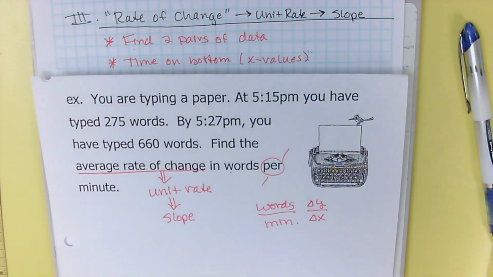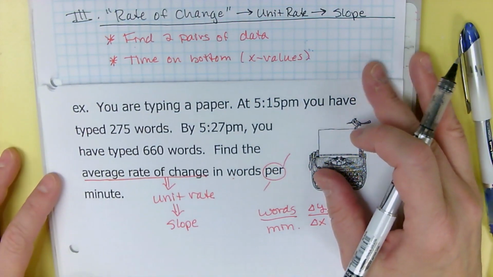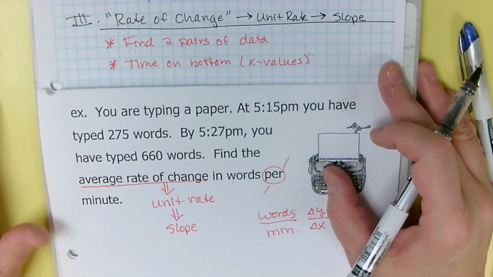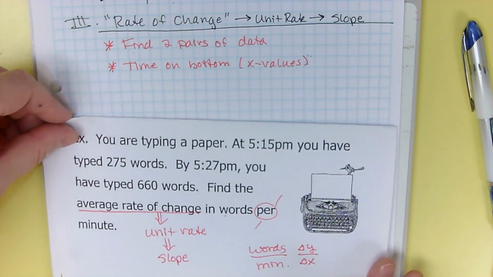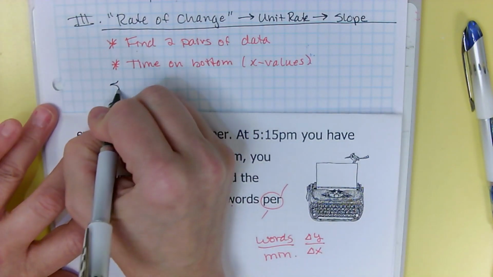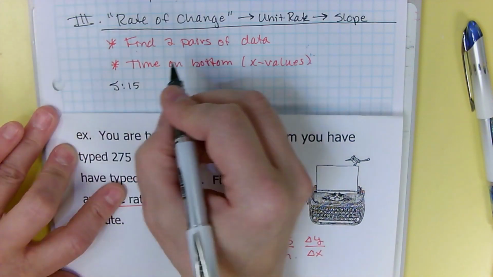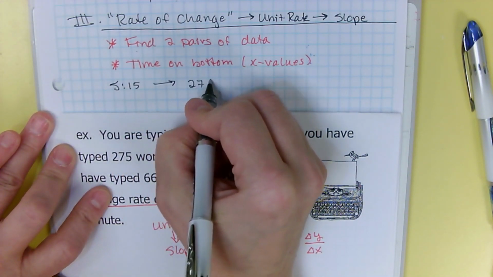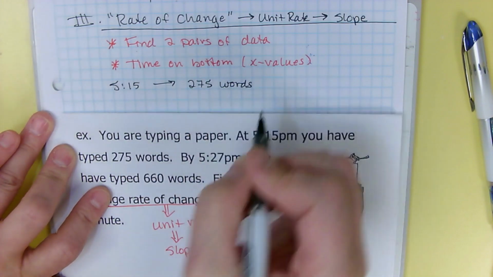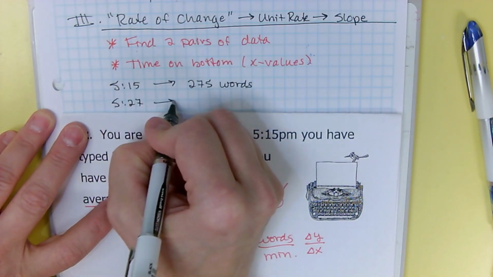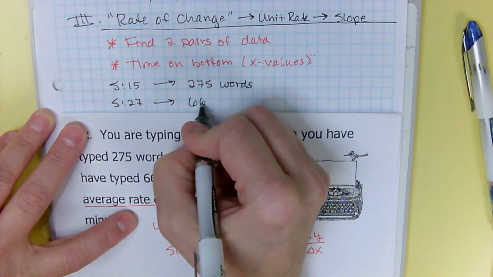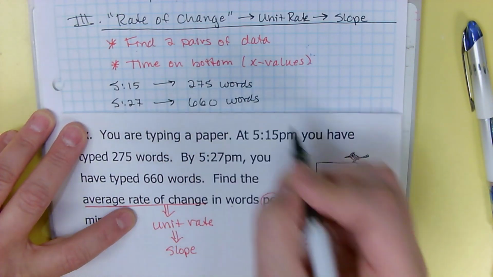All right, so when you do a question like this one that has clock times, I have yet to find a question where you actually put 5:15 and 5:27 in. It just is not generally done. But let's write down what we have. At 5:15, you did 275 words. So that's 1 pair of data. By 5:27, you did 660 words.